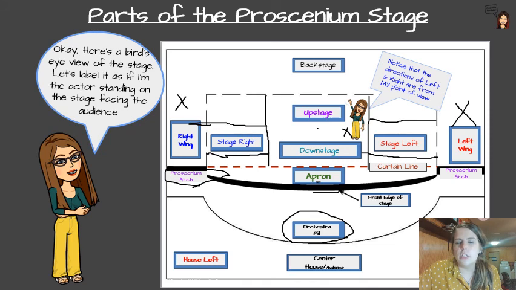Downstage center, that is the strongest position on the stage. Remember that. Downstage center is the strongest position on stage. That will be a bonus point, a bonus question for you. You're welcome. All right, let's move on.